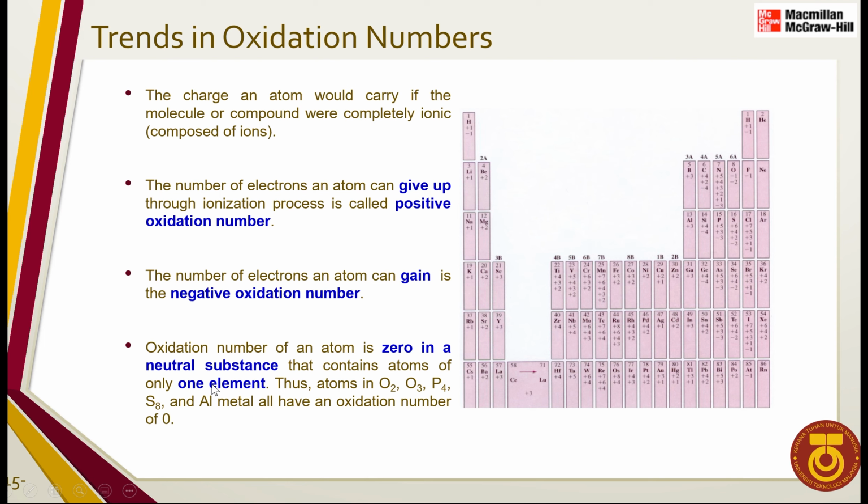For instance, atoms that contain only one element, such as oxygen. Oxygen can be found in O2, and O3 is ozone, right? Also P4, S8, so only the same element. In this case it has an oxidation number of 0.